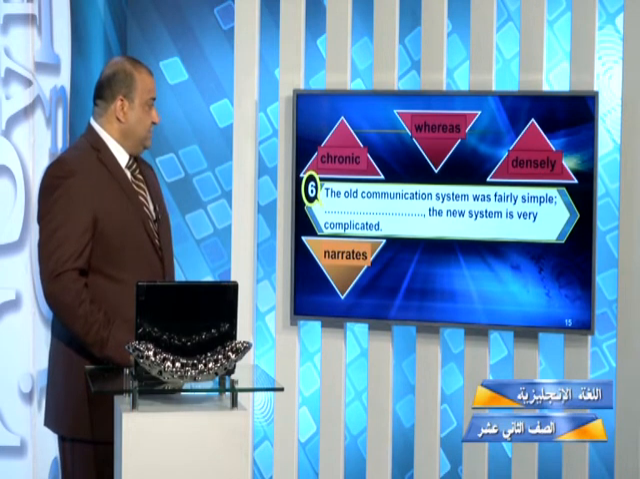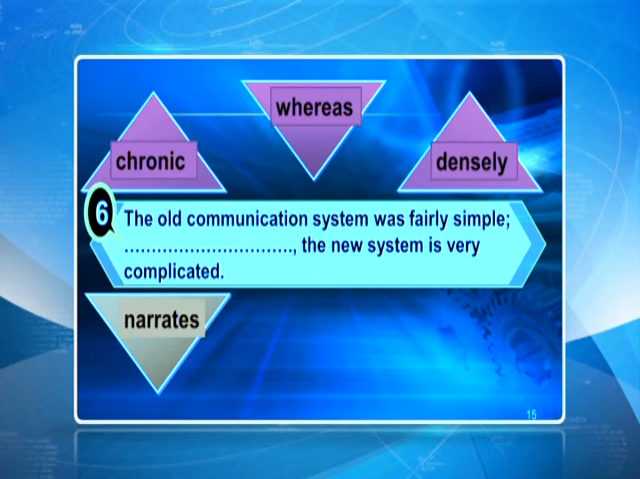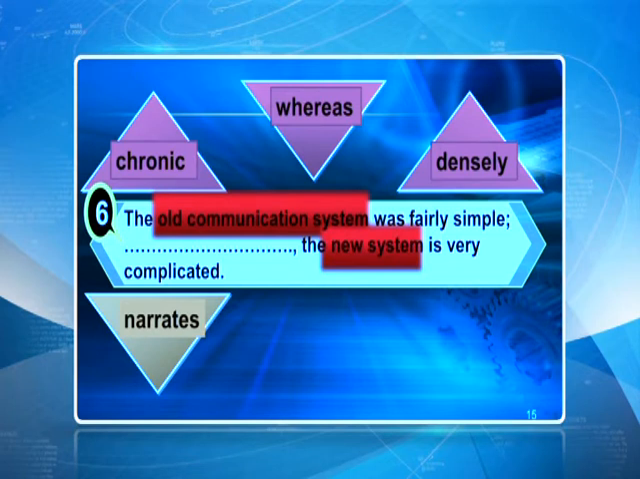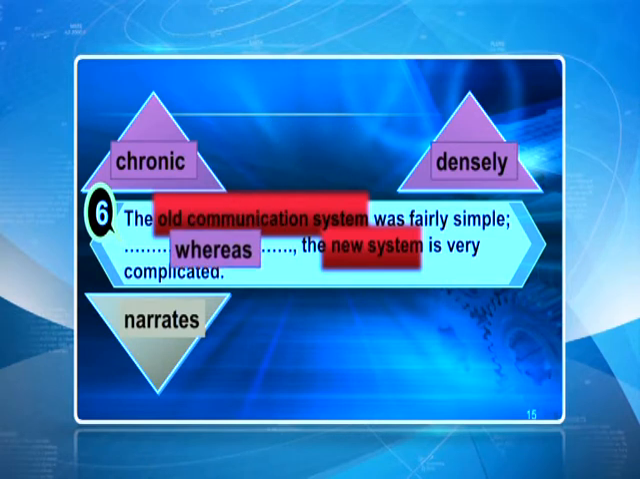The old communication system was fairly simple. And here we have a blank. The new system is very complicated. As you can see here, we have a kind of comparison or contrast between the old communication system and the new system. So we need a word to link these two ideas, which are in fact contrasting, to convey the appropriate meaning. The word, of course, is preceded by a semicolon, which is extremely important, and followed by a comma. The only word that requires this kind of punctuation is the word whereas. Again, we have to cross the word and we move on.